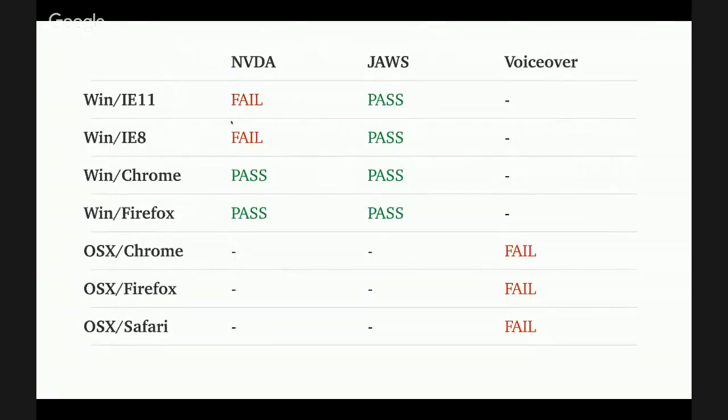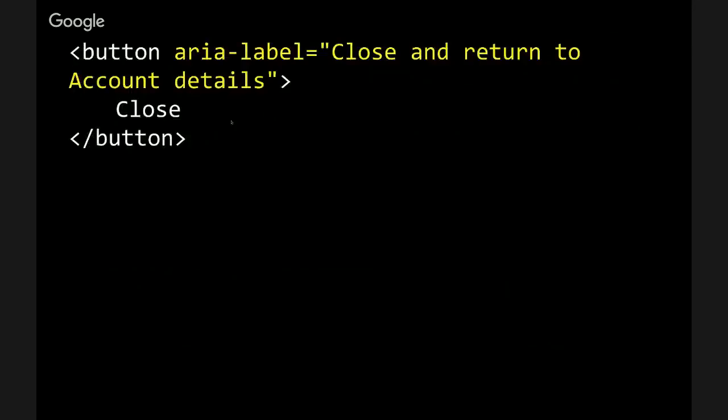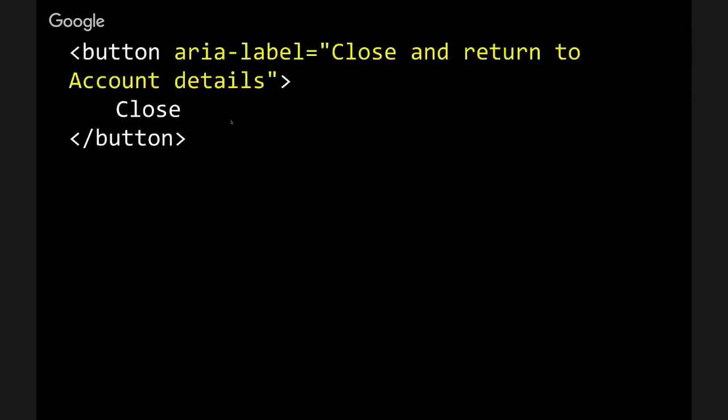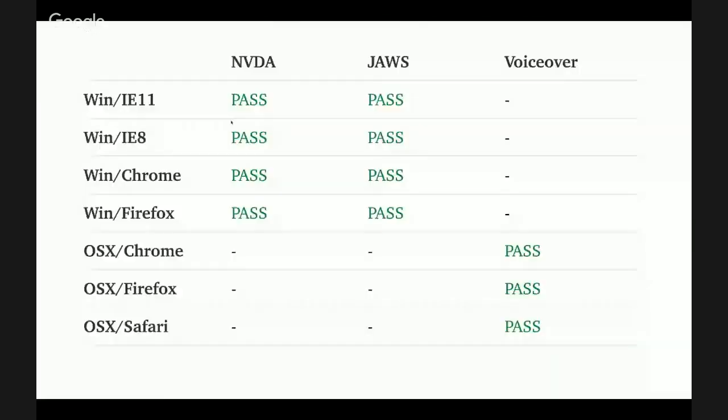Now I've done different tests because they fail in different ways when it's a link or a button. So this fails in WinIE11, WinIE8 for NVDA, and it fails in VoiceOver in all three, Chrome, Firefox and Safari. Next up is Aria Label attached to the button, and that passes right through. So the Aria label here is quite a good solution, and what it does is actually drown out the content of the button itself. So that's a very robust solution.